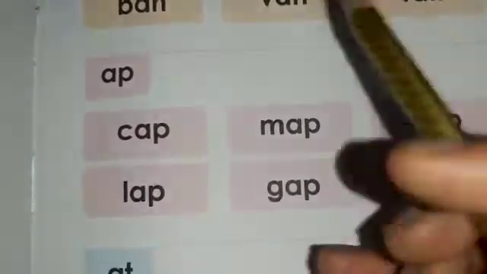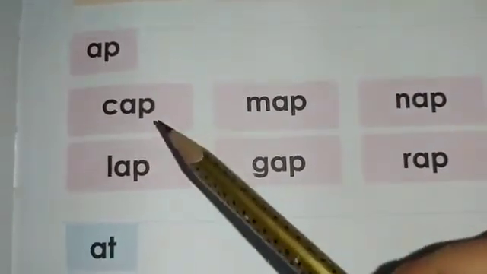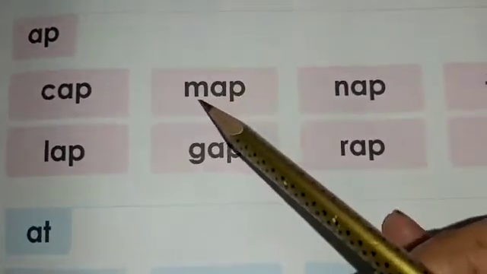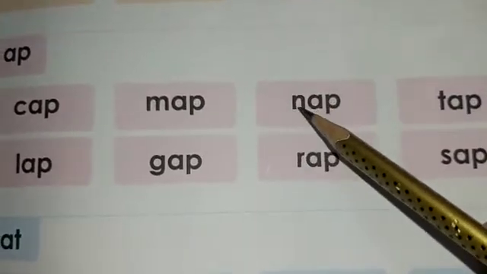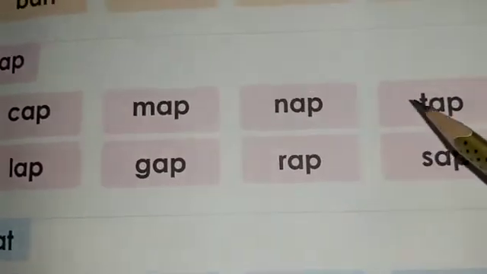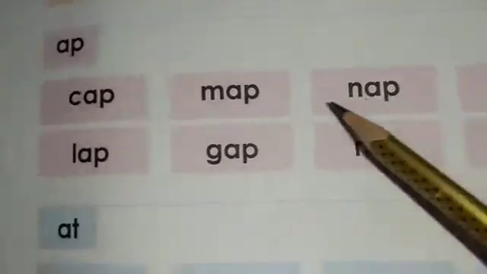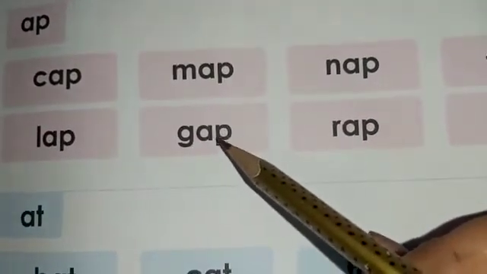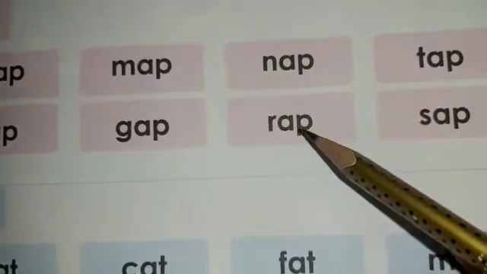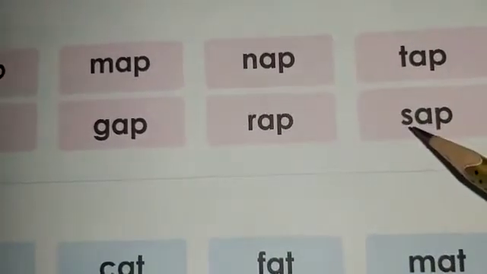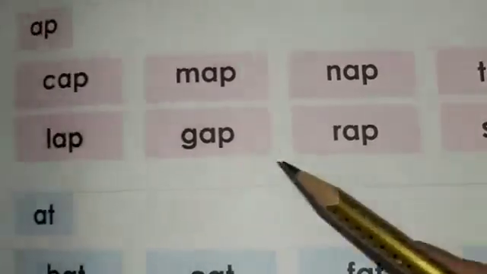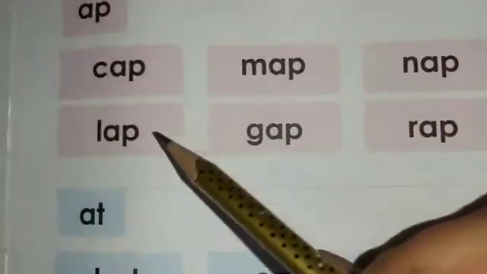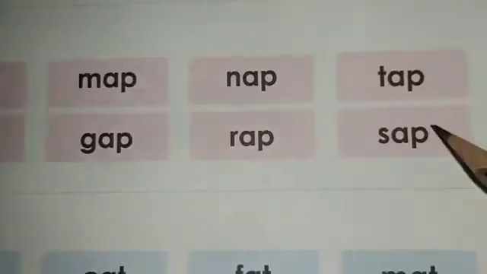Now let's move on to the next cluster, which is the AP cluster we have studied. What are the words? Cap. Map. Nap. Tap. Lap. Gap. Rap. Sap. So say the words with me. Cap, map, nap, tap. Lap, gap, rap and sap.